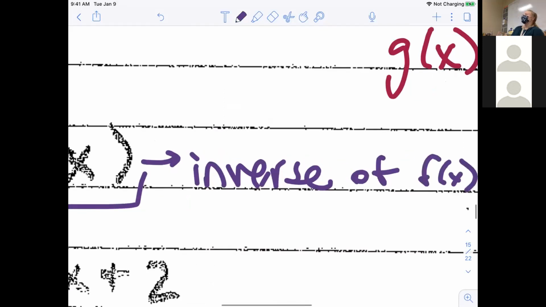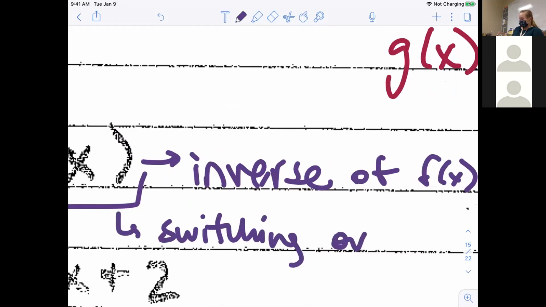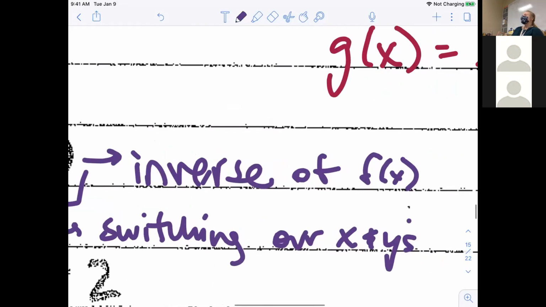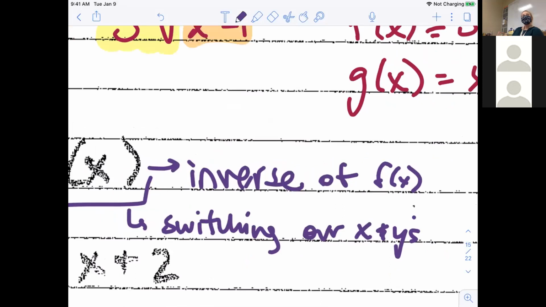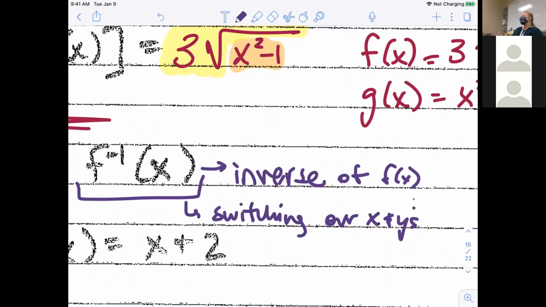F raised to the negative first is the inverse of f of x. When we do inverses, we are switching our x and y's. If I give you points, we switch our x and y's. If I give you a graph, we switch your x and y's. If I give you an equation, we switch our x's and y's. I hope everybody's with me.